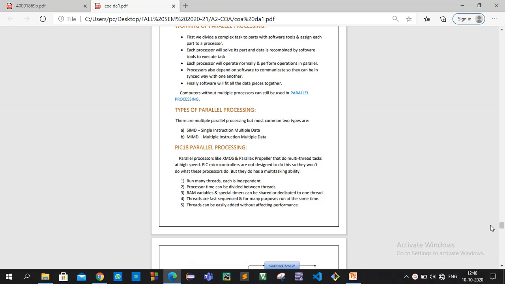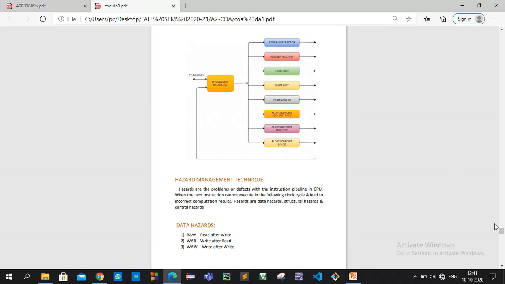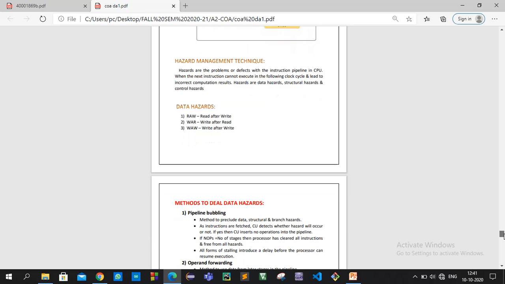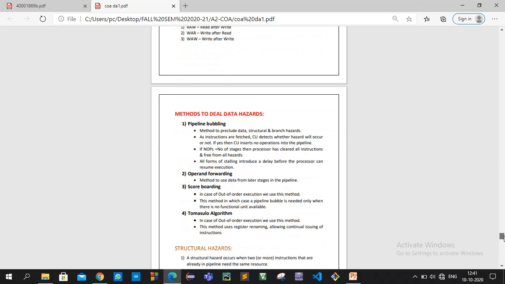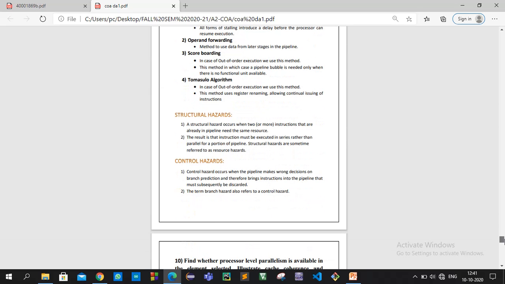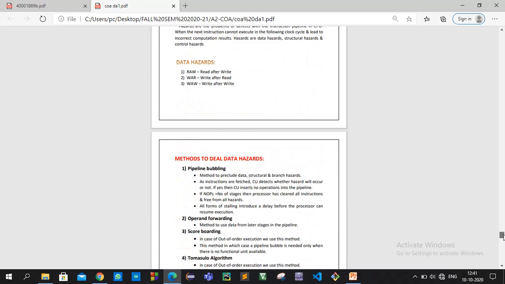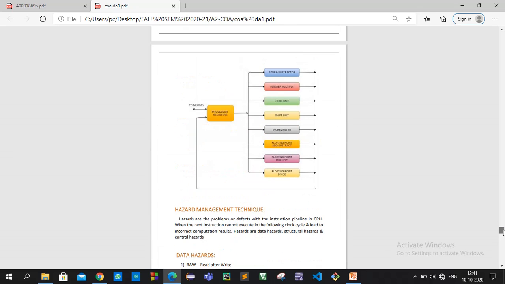however, it does not support it directly, but it has some multitasking ability features. So these are all the five multitasking features which come under the multitasking ability of my PIC18 micro. This is a block diagram of multitasking of my PIC18 microcontroller, and this is about hazard management technique, the different types of hazards, that is data hazards and methods to deal with data hazards, and these are structural hazards and control hazards. These are the different types of hazards and the methods to deal with them.